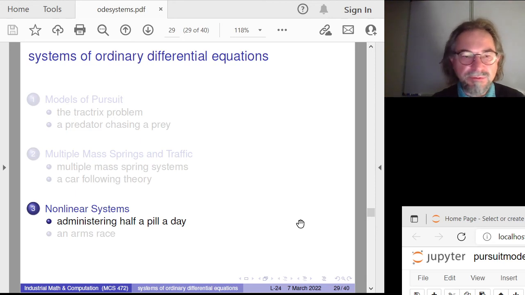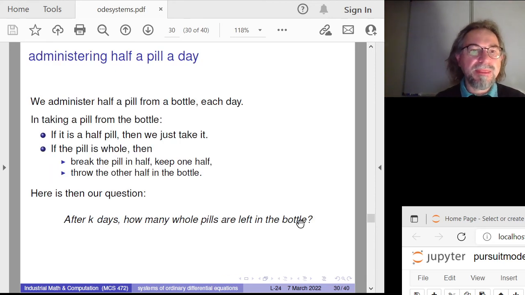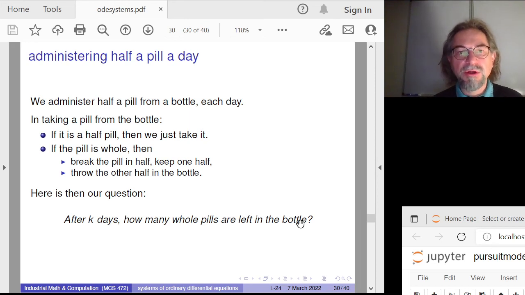Okay, I have about 4 minutes left for two other models. Here is the model that looks at the administering of half a pill a day. So you have at the beginning of time a bottle of full pills. And what you do each time you take a pill, if it's half a pill, then you just take it. But if the pill is whole, then actually you break the pill in half and you keep the one half and you throw the other half in the bottle. So the question is then, after a number of days, how many whole pills are left in the bottle?